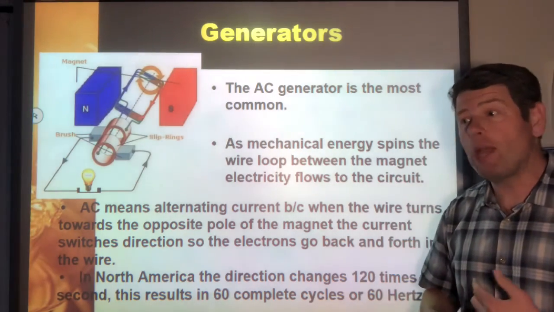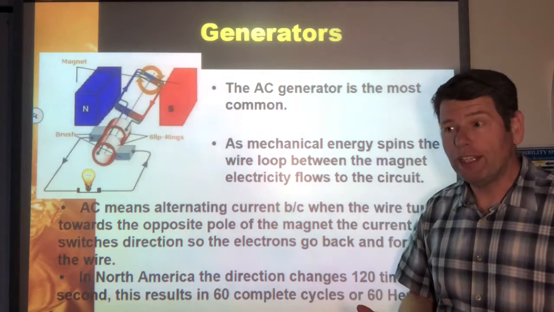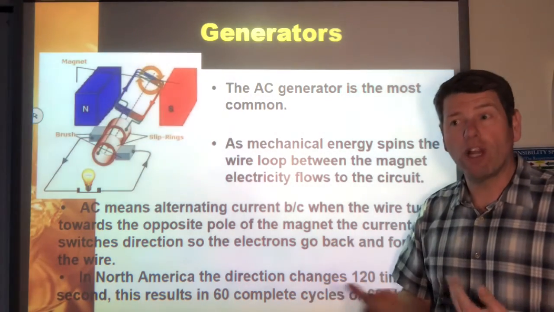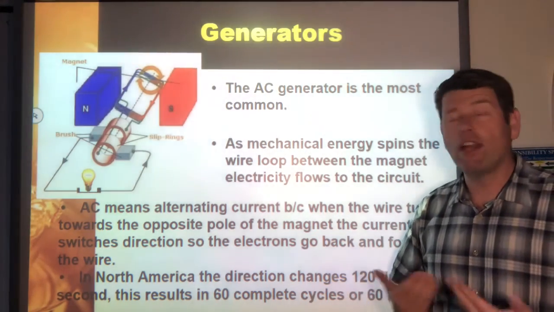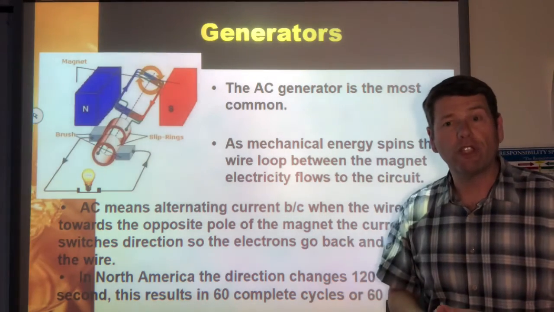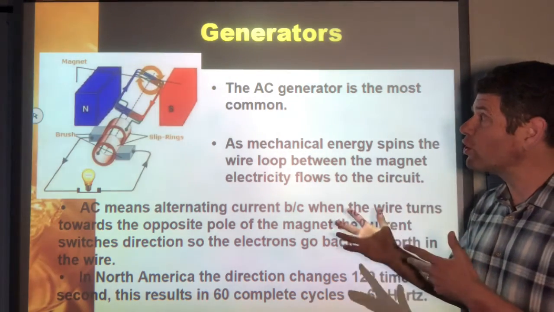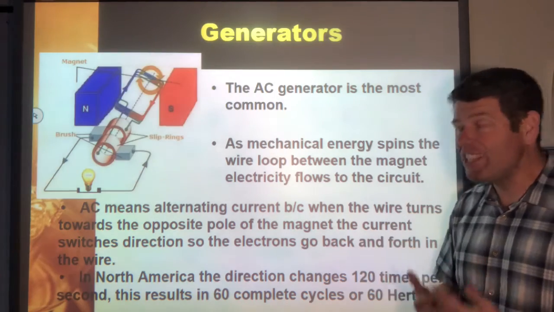And so sometimes you want to create a circuit and it's perfectly fine to have the electrons moving back and forth. And then at other times you just want it moving in a singular direction. So we're going to talk first about how we make an AC generator.